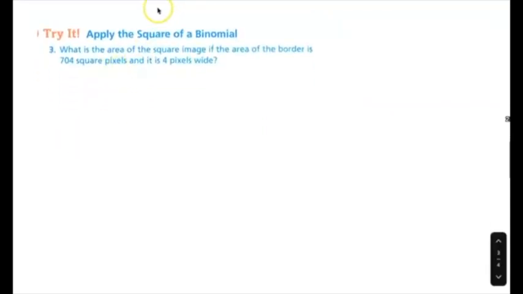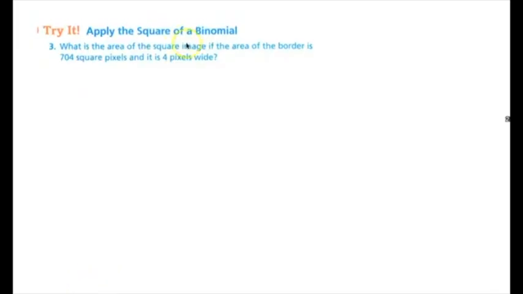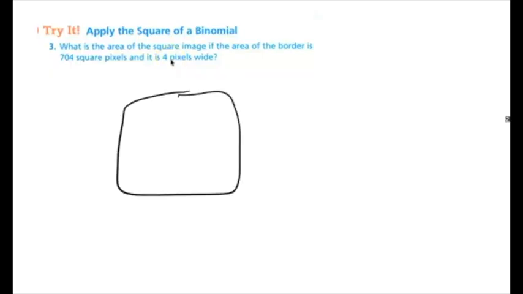Okay, let's apply. Let's do an application problem. What is the area of a square image? The area of the border is 704 square pixels and is 4 pixels wide. Let's do that in black. So it's my square image. We're going to have a border that's 4 pixels wide. This is going to be 4. That's my border. Now, it is a square. Whatever this is, I don't know what this is. Let's say that's x. I can make this x also.